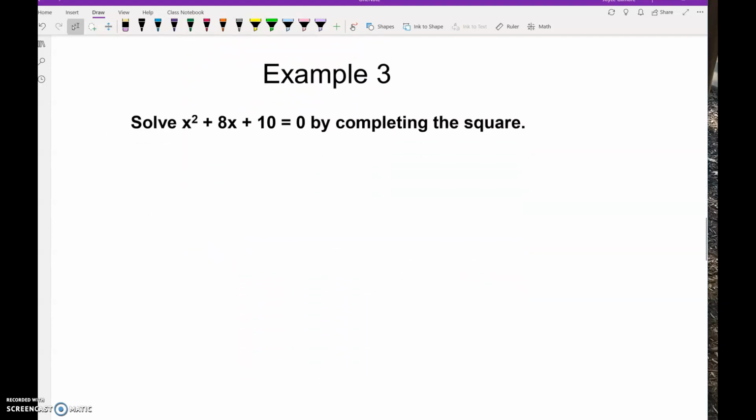So let's give this one a try, and I want you to start this one on your own. Start by moving that 10 to the other side, and figure out what number you need to add to both sides to complete the square. Get started on your own. Pause the video, try this problem on your own.